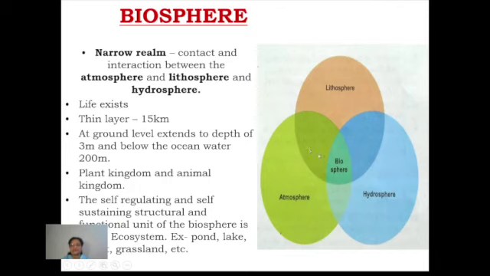To understand the biosphere, you can see the three circles shown here, right? With the help of this Venn diagram, you can get a clear idea where all these three are meeting: lithosphere, part of atmosphere, and a part of hydrosphere. But along with that, life is existing in it. That is actually forming the biosphere.